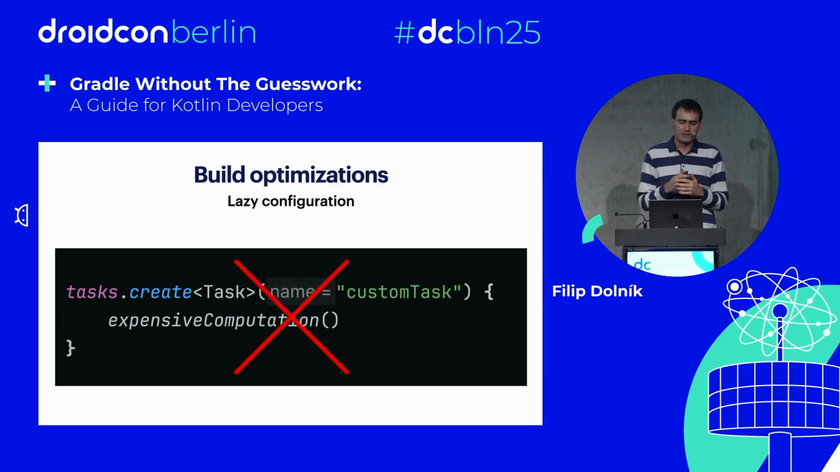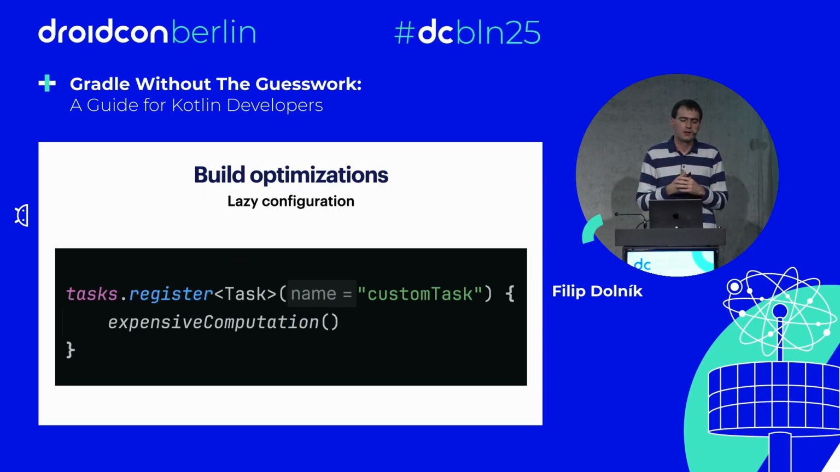So instead of this, we want to use a newer API called the register function, which does basically the same as the previous one, except it more or less wraps the previous one in a provider. In fact, this function doesn't return a task, it returns a provider of the task. And Gradle will run the configuration block only when someone instantiates it or requests a value from the provider.